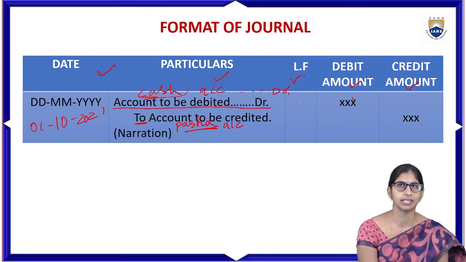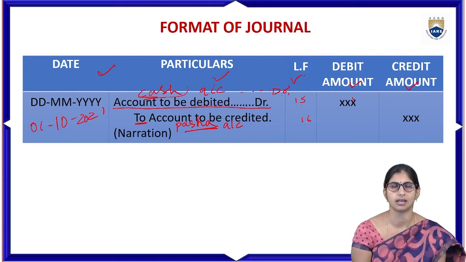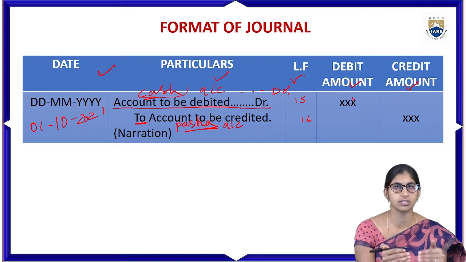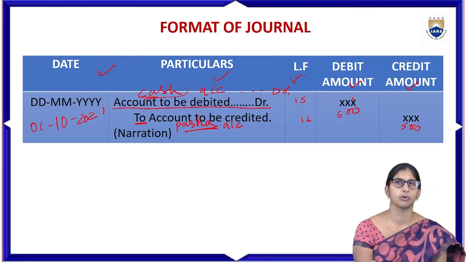For example, this cash account is prepared on the 15th page, that we have to write here. If the Pasha account is created on the 16th page in that accounting book, then it is 16. And what is the amount for which the transaction has taken place? For example, 500. 500 we'll write in the debit column. 500 we'll write in the credit column too.